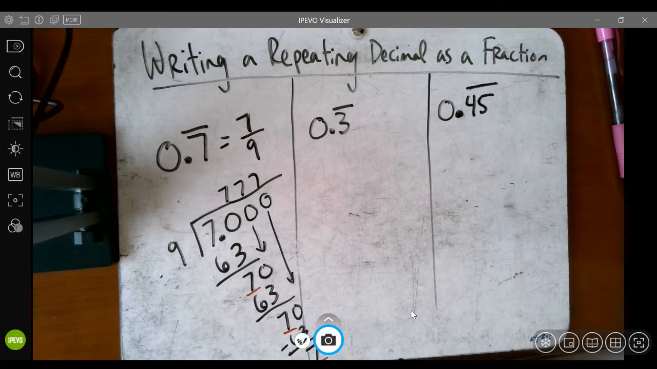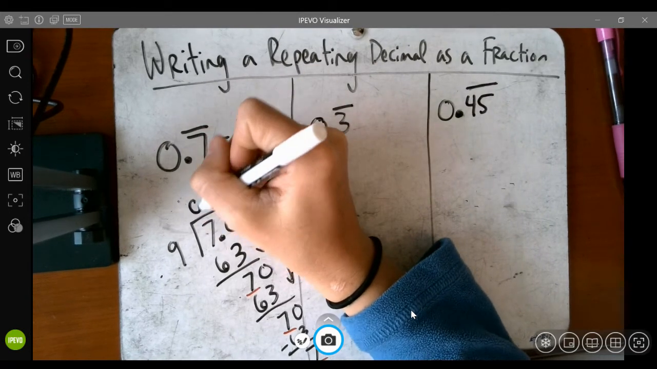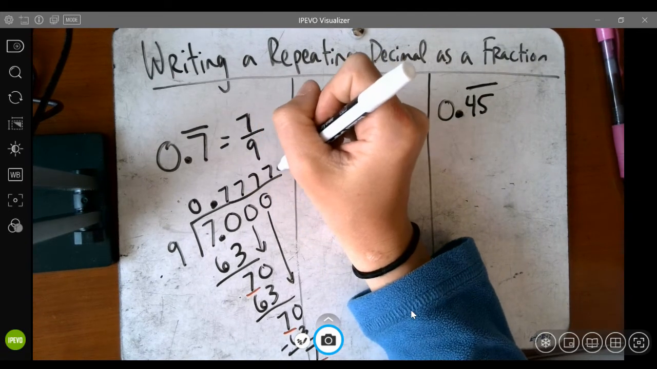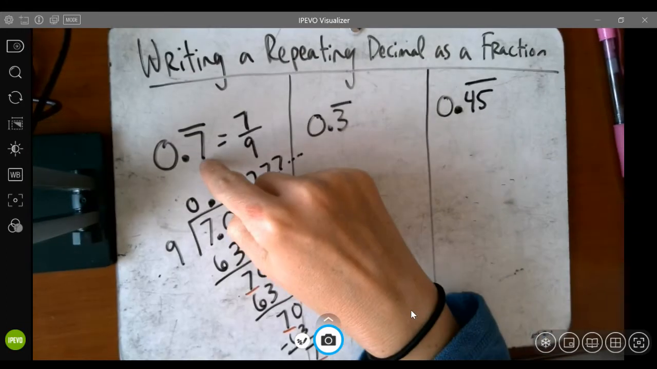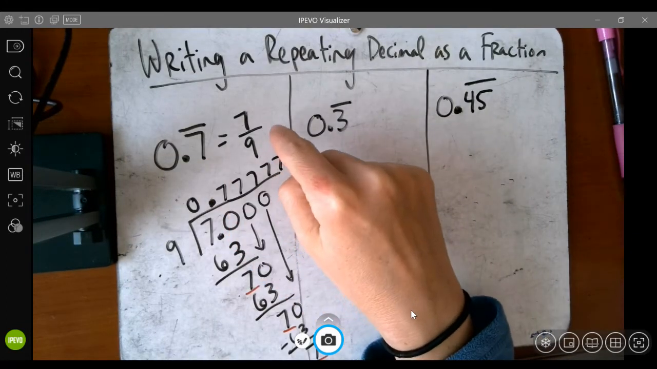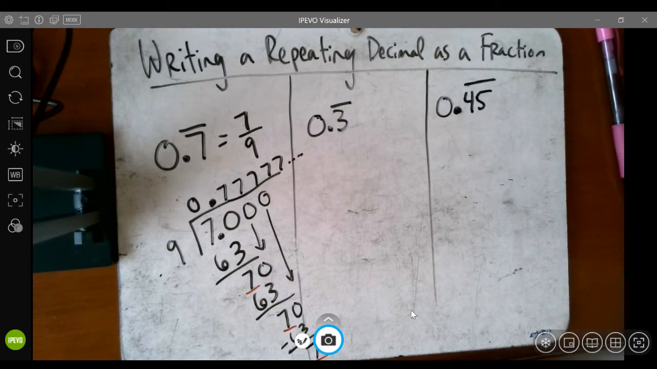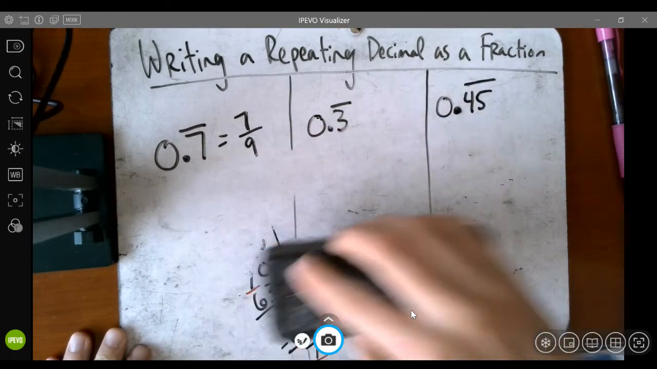And so you can see here in my answer, and of course I need to bring my decimal point up here, my answer is just 0.777, and as long as I keep doing it, I'm just going to keep getting 7s. And so that is what I originally started with, and you can see that 7/9 really does have the value of 0.7 repeating. And so the trick is to take the number that repeats and put it over 9.